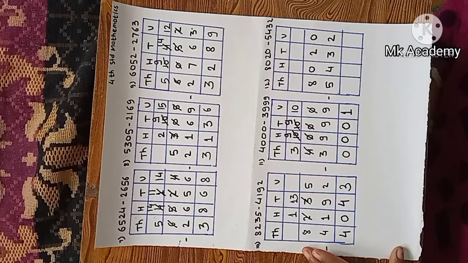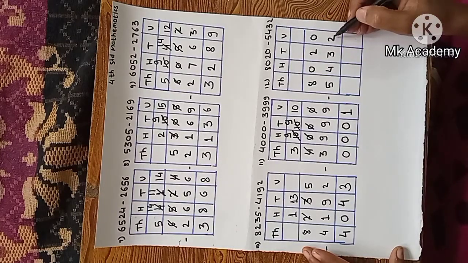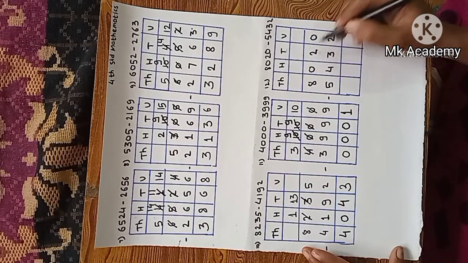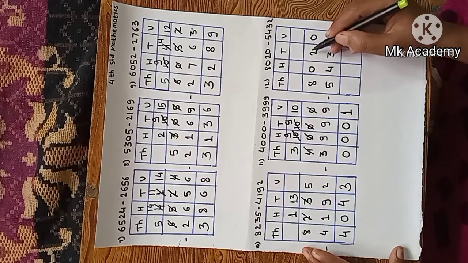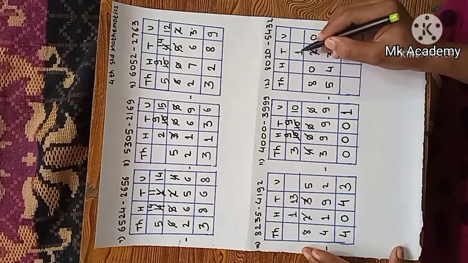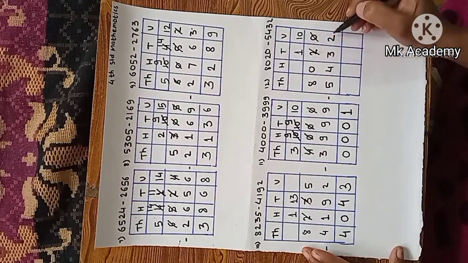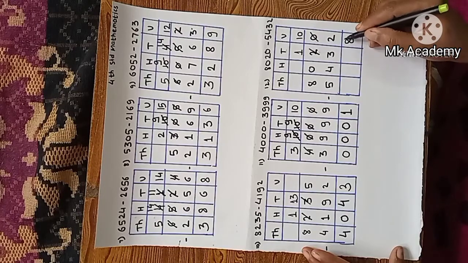Now next example. 8020 minus 5432. Now start from unit place. This 0 units minus 2 units is not possible. We can borrow from this 2 tens. Here 2 tens. We can borrow 1 ten. How many tens remaining here? 1. Here we get 10 units. Now 10 units minus 2 units. How many units remaining? 8.